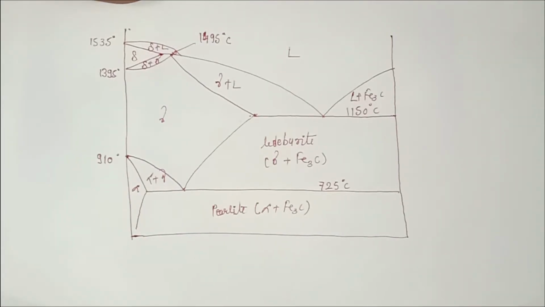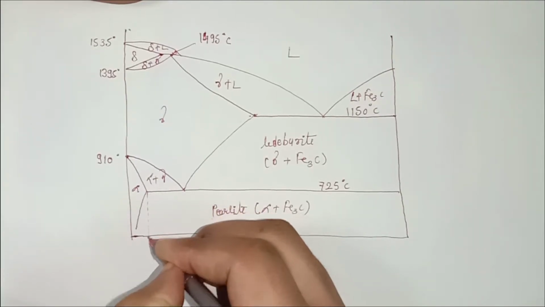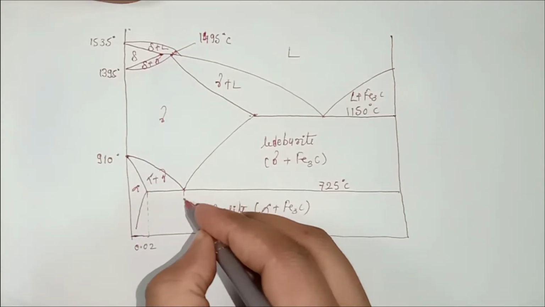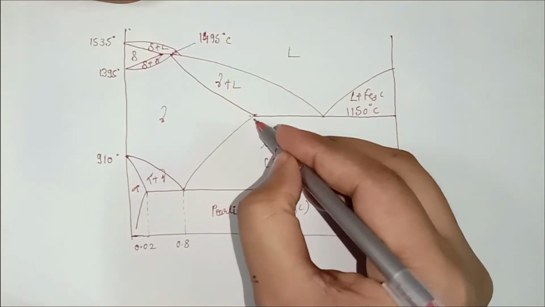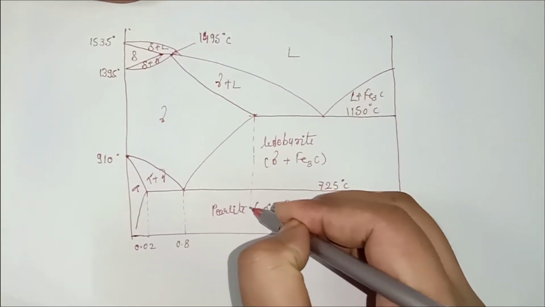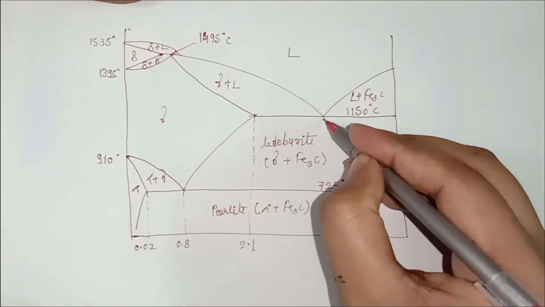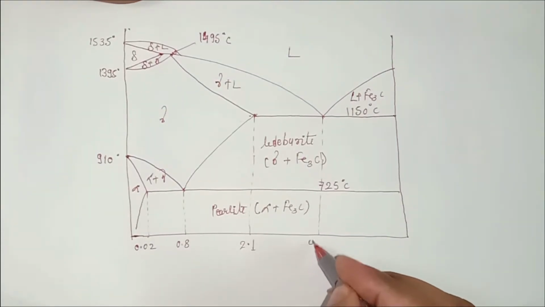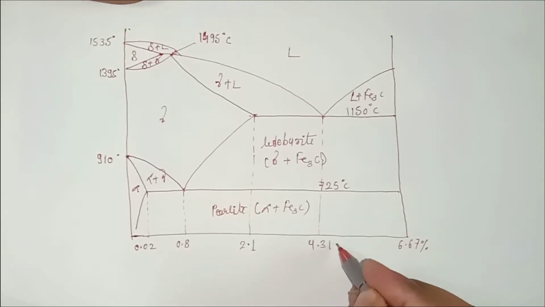Now we will write the weight percentage of carbon. This point is 0.02% of carbon. This is 0.8% of carbon. This is 2.1% of carbon. This one is 4.31% of carbon, and there is 6.67% of carbon.